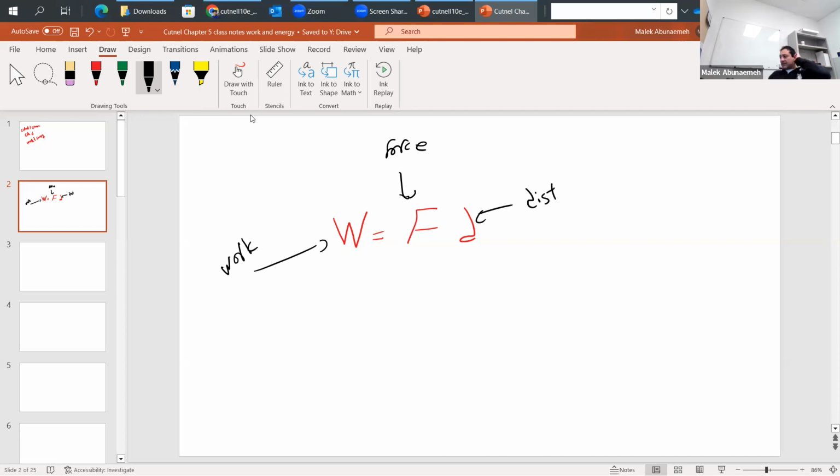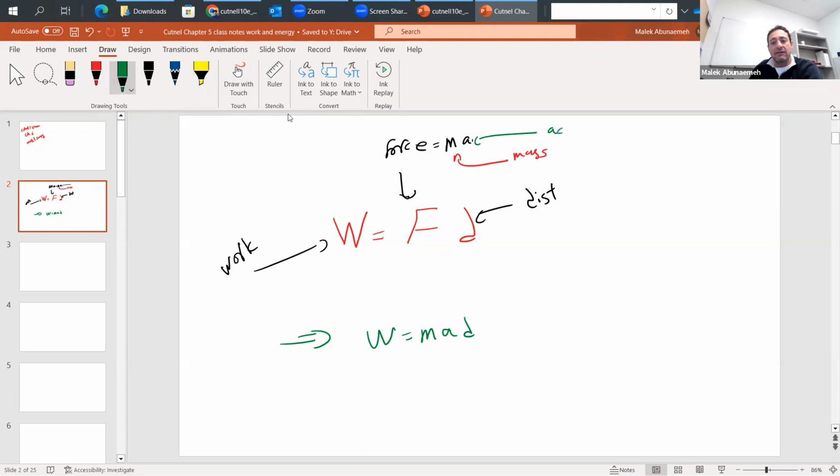Or the displacement. So now what is your force? Your force is going to be equal to your mass times the acceleration. That means that your work is going to equal mass times acceleration times your distance. Let me go and label this. This is your mass. Label this as your acceleration.